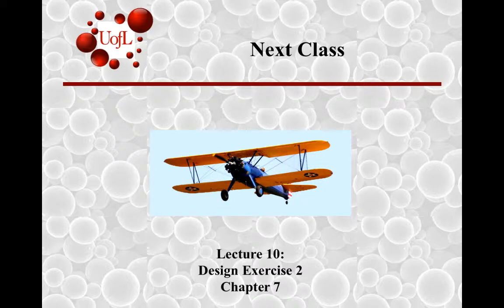So we will build off from this in the next class, which is lecture 10, using the second design exercise where we begin to look at first different ways to compute material indices, and then look at where the optimization can be done with one or more objectives. So this is the basis of chapter 7.